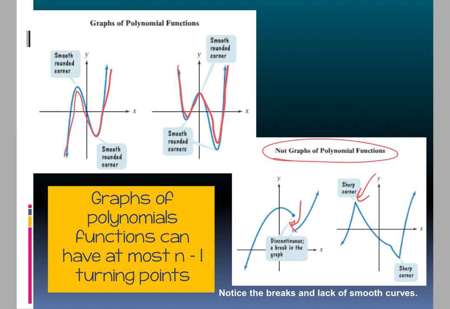They can have at most n minus 1 turning points. And n is what again? Highest exponent. So if the highest exponent is 5, the most amount of turning points they can have is 4. They can have less than that because we're going to talk about non-real roots in a little bit. But they can't have n or more than n. One less than it is what they are able to have.